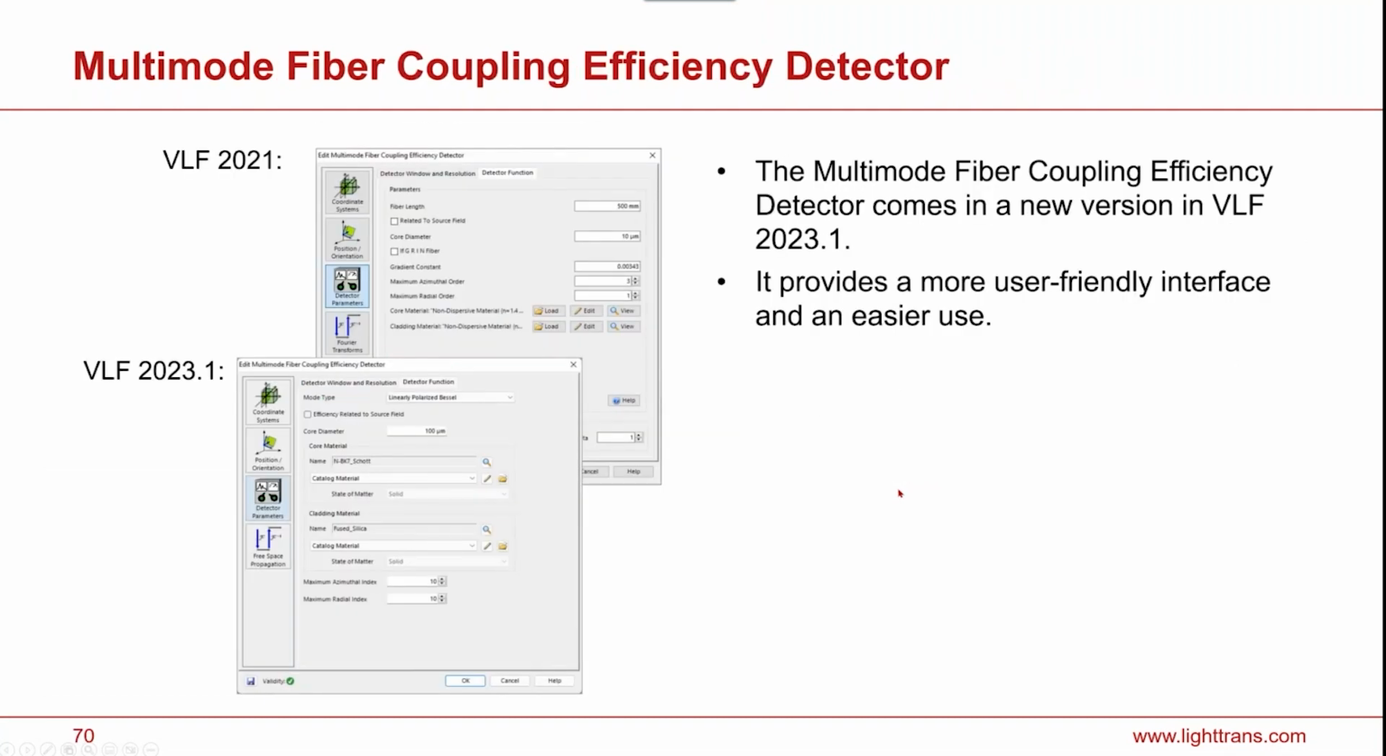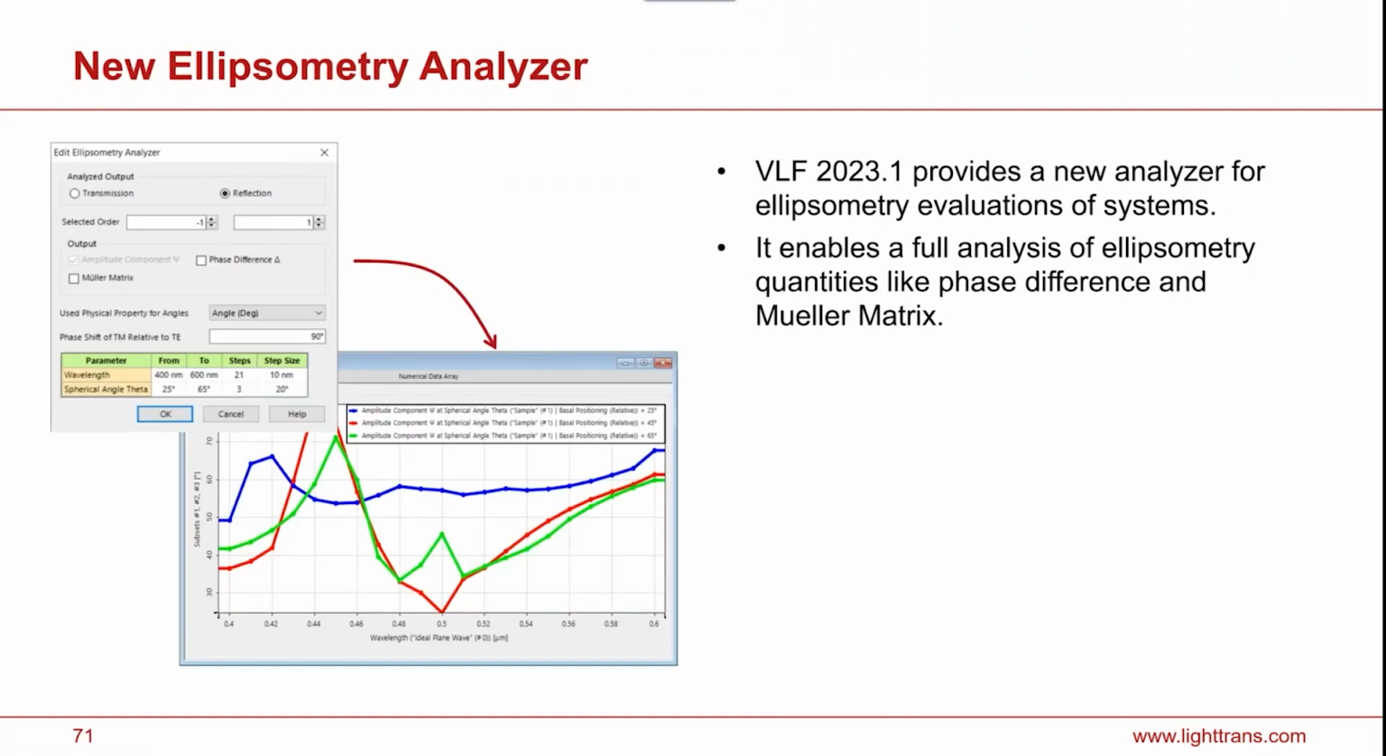Good. Then we also develop more of the other detectors. We improved the multimode fiber coupling fusion detector by more features about the different media which are there and an easier usage. We add a new analyzer, an ellipsometry analyzer. We found that some of our customers are very much interested to do simulations and compare them with their measurements. And so we add an ellipsometry analyzer to VirtualLab, which can be applied to any kind of surfaces, of course.